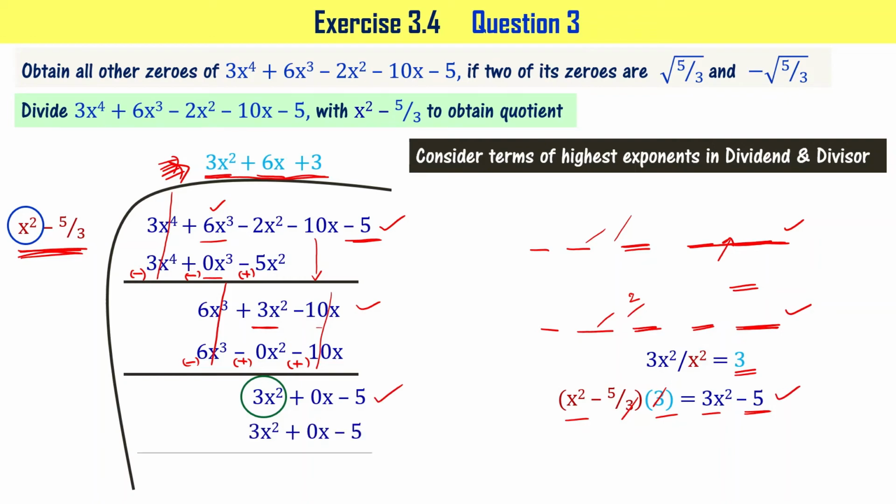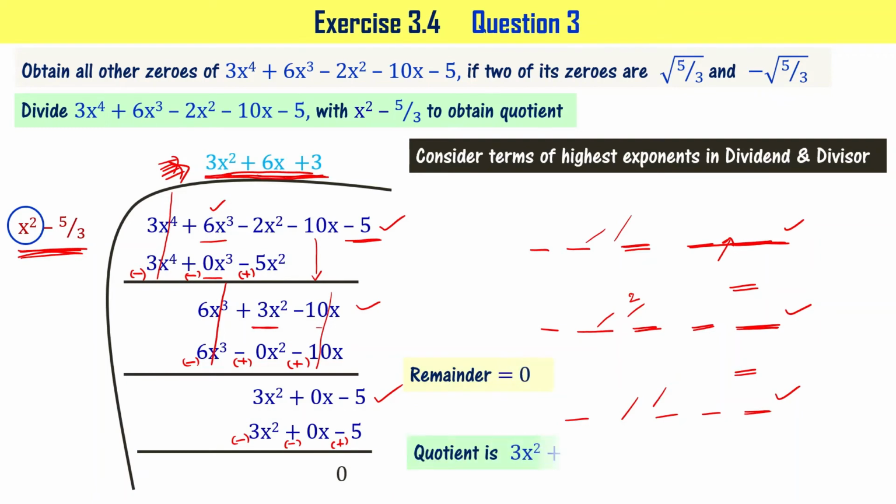Now let me subtract this from this particular expression. When I subtract, what I'll get is 0, right? Everything gets cancelled, so the remainder is 0, right? Since the remainder is 0, we know that this particular quotient expression can be further split into linear factors so that we can obtain the remaining zeros of the polynomial of fourth degree given, right?